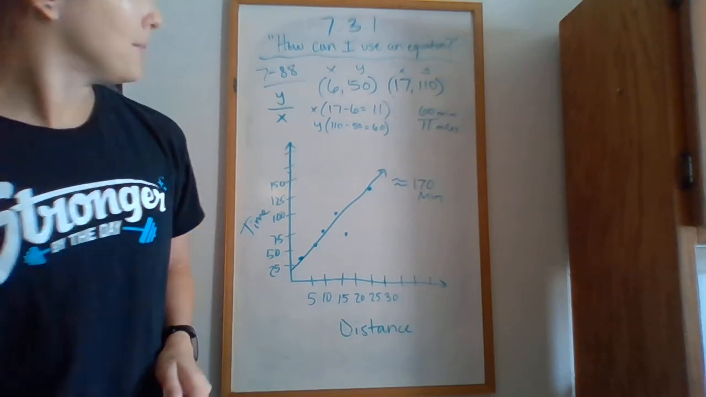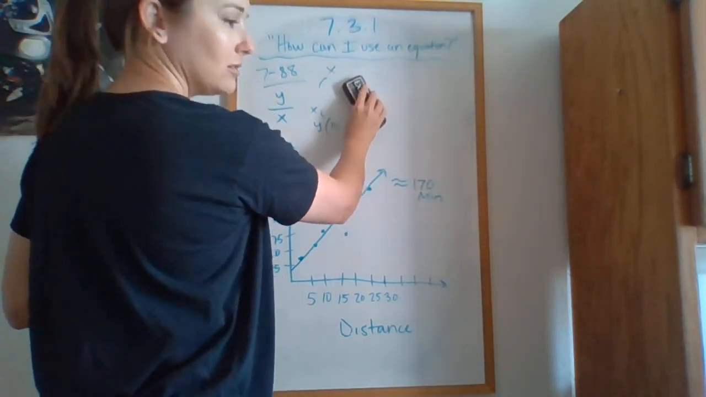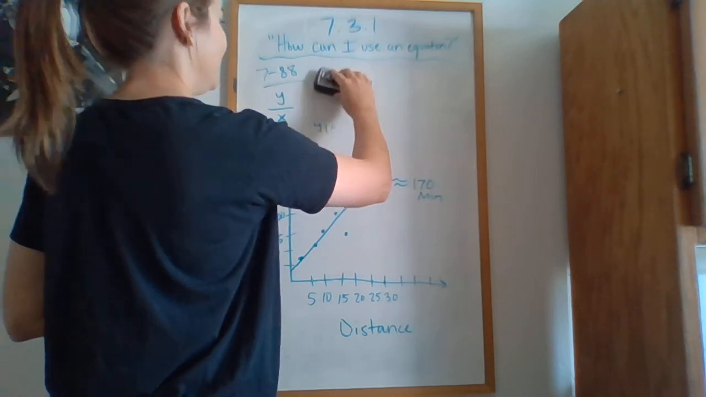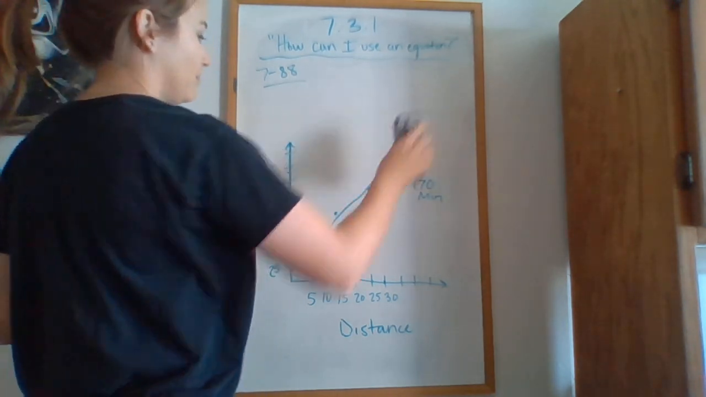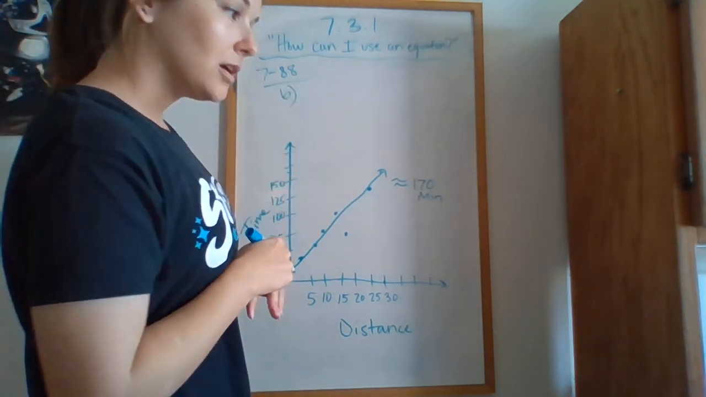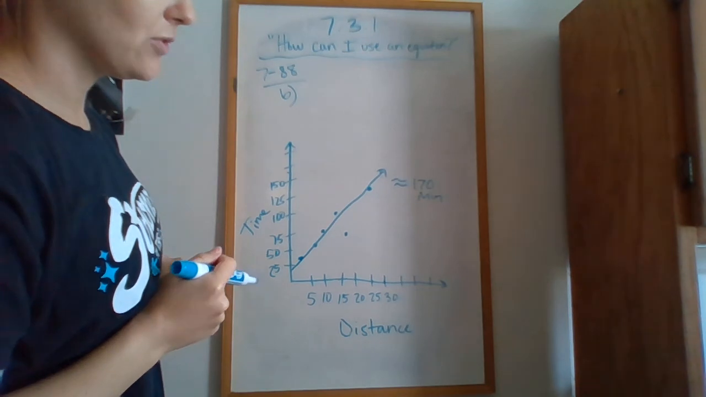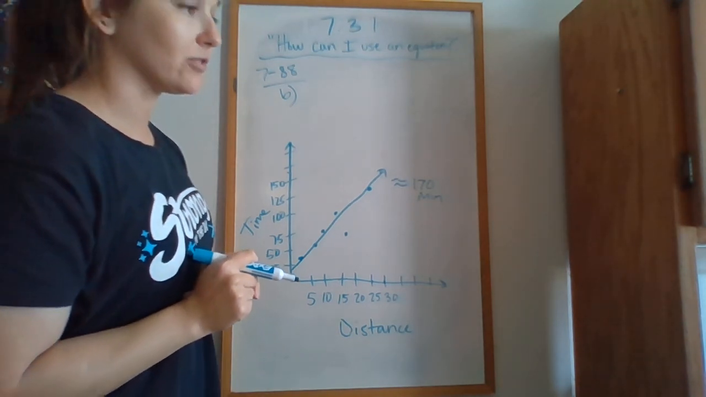Y over X. Okay, I'm going to erase this. So that was part A. Part B, it says, what is the y-intercept of your line of best fit? What does the y-intercept mean in terms of her training?